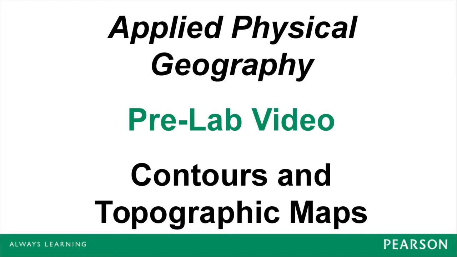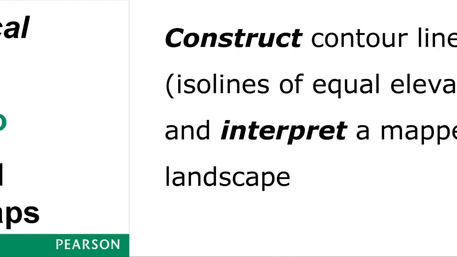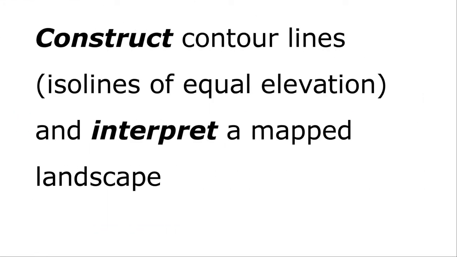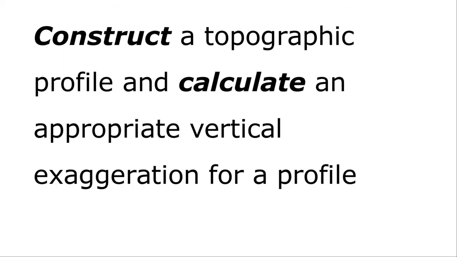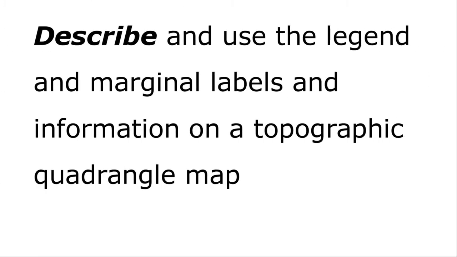Before we get started, let's take a look at the key learning concepts for this lab. Construct contour lines, iso lines of equal elevation, and interpret a mapped landscape. Construct a topographic profile and calculate an appropriate vertical exaggeration for a profile. Describe and use the legend and marginal labels and information on a topographic quadrangle map.